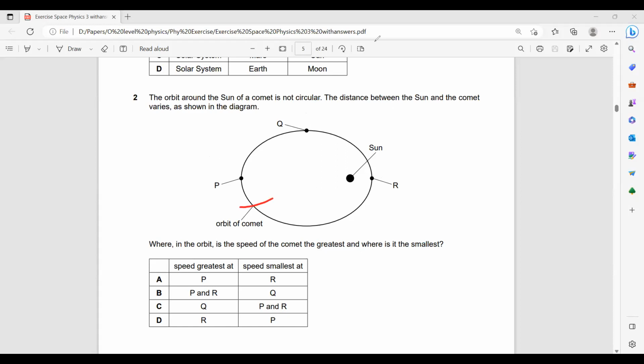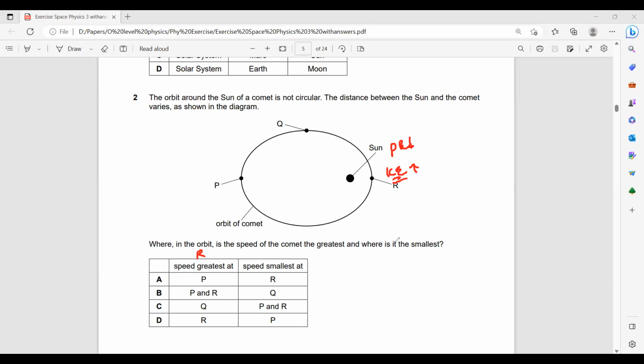So they're asking where in the orbit the speed of a comet is greatest. How do you identify it? When the comet is closer, the kinetic energy will be maximum. At this position, the potential energy will be minimum and the kinetic energy maximum. So the speed will be greatest at R.